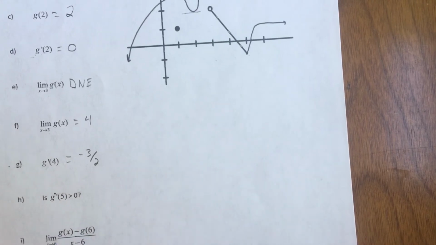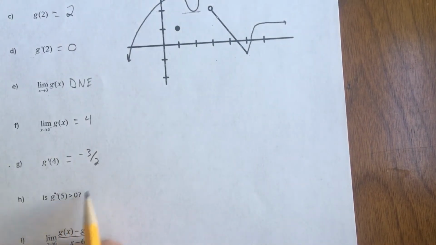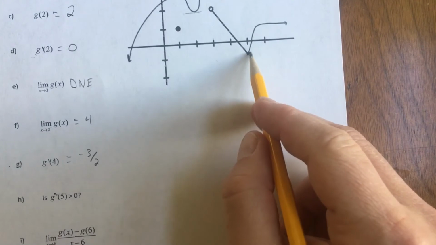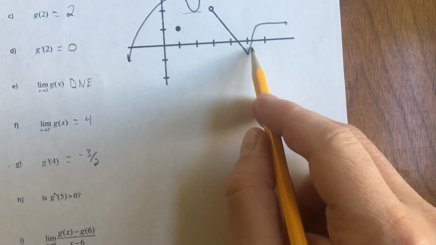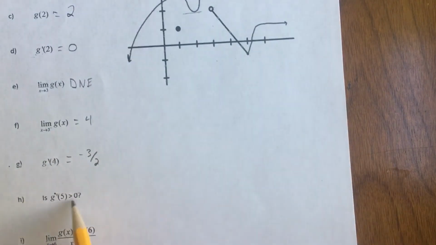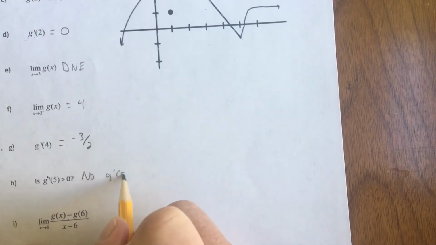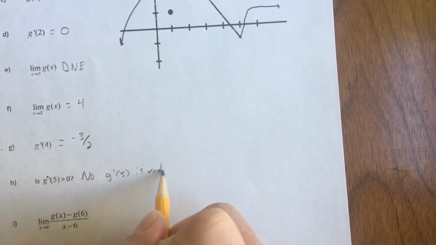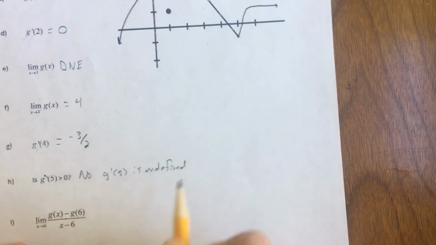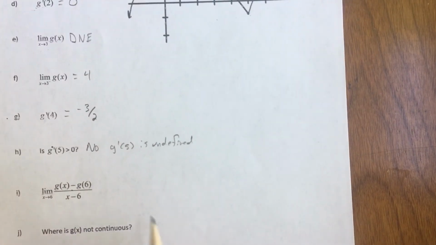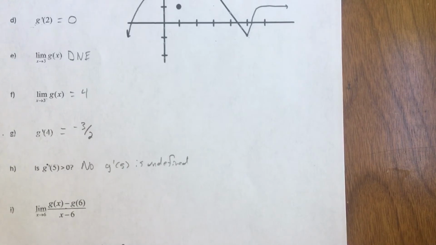Okay. Is g prime of 5 greater than 0? If you go to 5, we have a sharp turn there, right? Because we have a sharp turn, we don't have a derivative. So it's kind of a sneaky question. Is it greater than 0? No. g prime of 5 is undefined. It's not less than, not greater than, it's not nothing, because you have the sharp turn there.